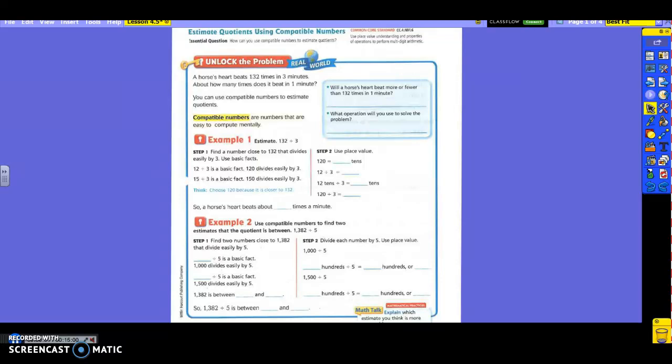Alright, today's lesson is discussing estimating quotients using compatible numbers. Hopefully you remember what those are. You're going to have lots of practice with it today. Let's read what it's telling us at the top, please.